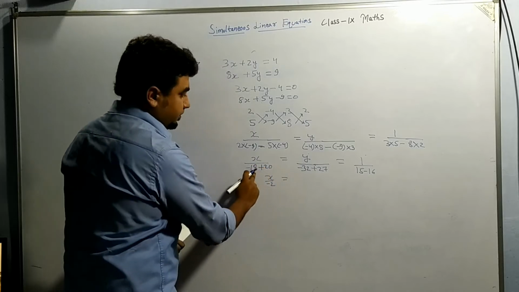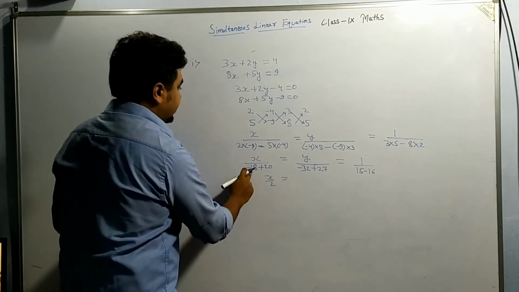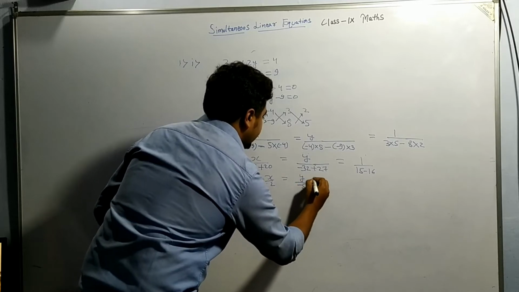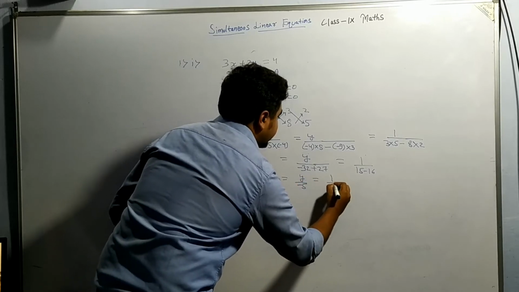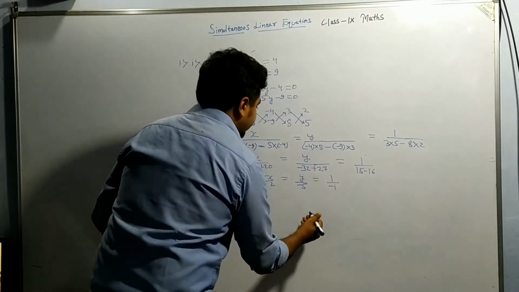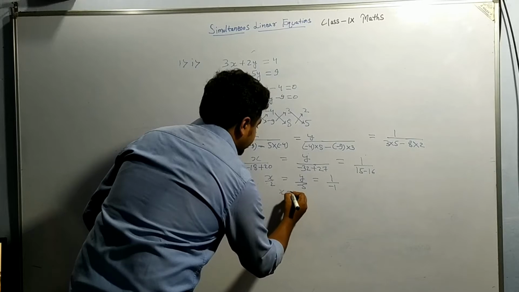If we will be calculating x, 20 by 2. 20 minus 18 is 2. And y by minus 5. And x 1 by minus 1. 15 minus 16 is minus 1, because the sign of 16 is minus. So x will be getting equal to 2.